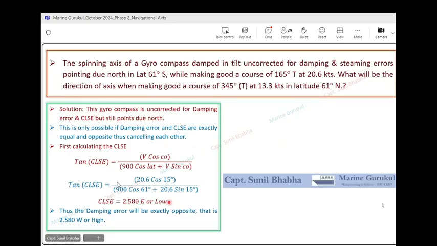Now, since we know that the damping error and CLSE are exactly equal and opposite in this case, the damping error will be exactly opposite. That will be 2.580 west or high. So this tells us that the damping error for this particular compass at this particular latitude has to be 2.580 degrees west. And this is the reason why the gyro is pointing due north, because both of these are equal and opposite, cancelling each other.